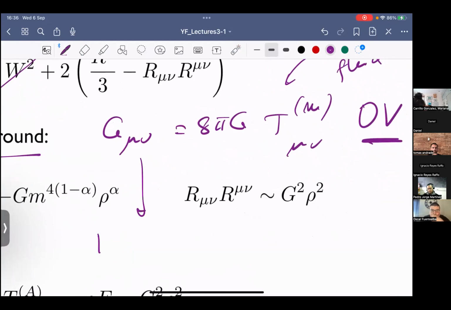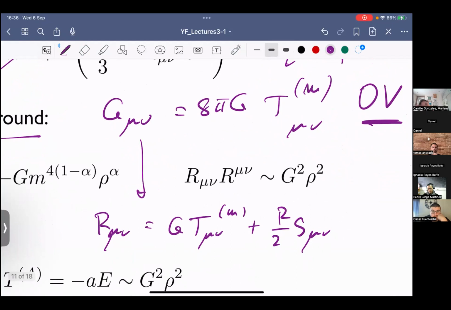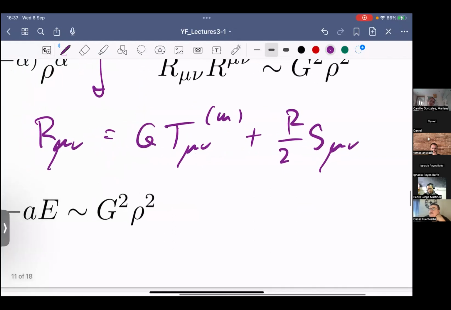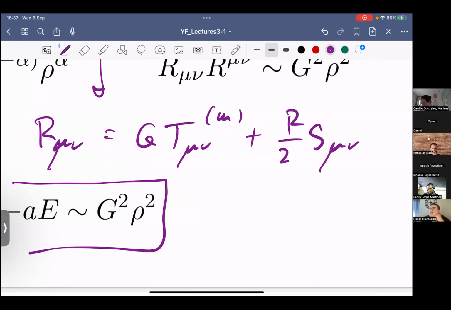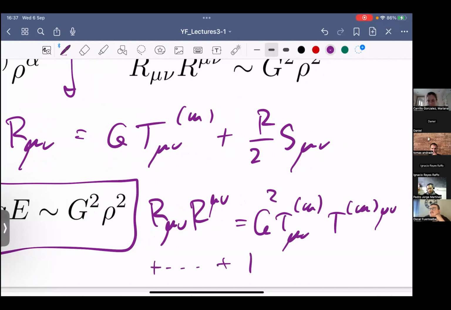We can just rewrite this thing as R mu nu is equal to basically G, the fluid contribution, plus, and now let me throw this term to the other side of the equation. I'm just rewriting the Einstein equation. So here you see that when you now take the square of the Ricci tensor, you're going to get a term that looks like this. This is the fluid contribution. And then you're going to get some cross terms. And then let's look at the last term, R squared over 4. Well, it's essentially R squared, right?